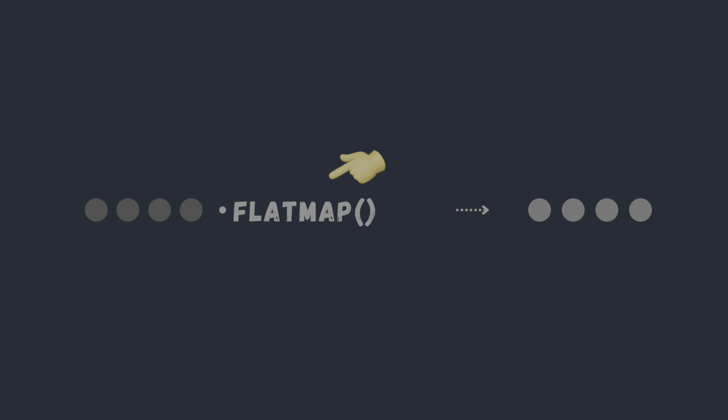The flatMap method is a combination of the map and flat methods, used to apply a function to each element of an array, then flatten the result into a new array. Like the map method, it doesn't modify the original array, but it returns a new one.